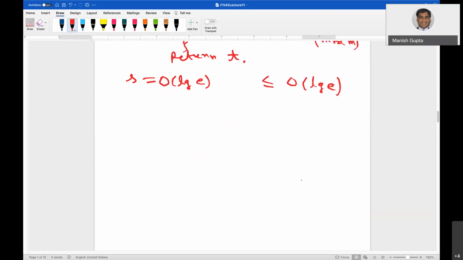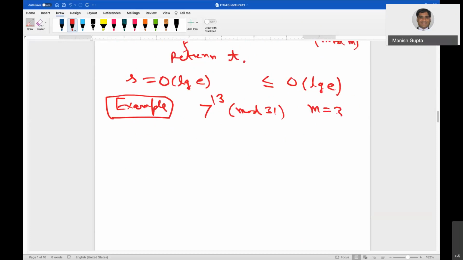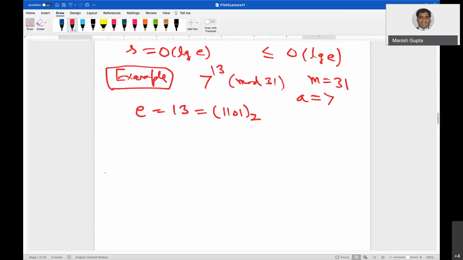Suppose we want to compute 7 raised to power 13 mod 31. So m is equal to 31, a is equal to 7 here, right? And the exponent e is 13. I can write down the binary expansion 1101. That's the binary expansion of it. So how can we use this square and multiply algorithm?